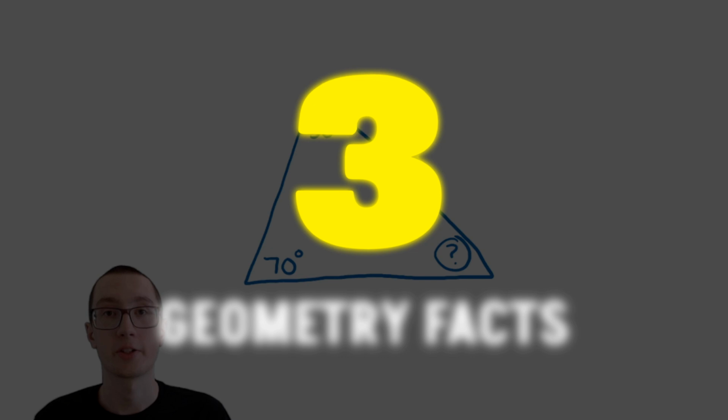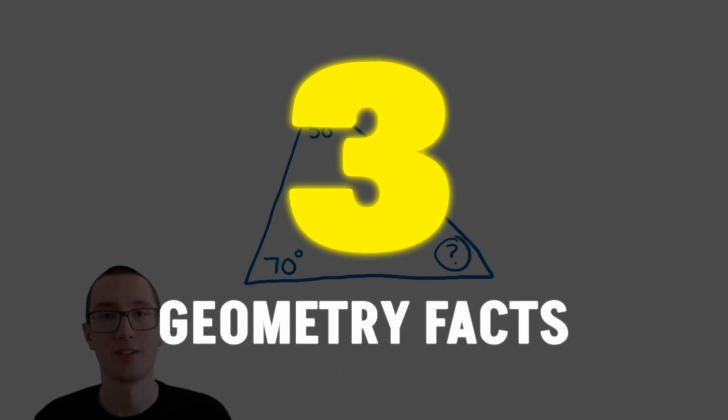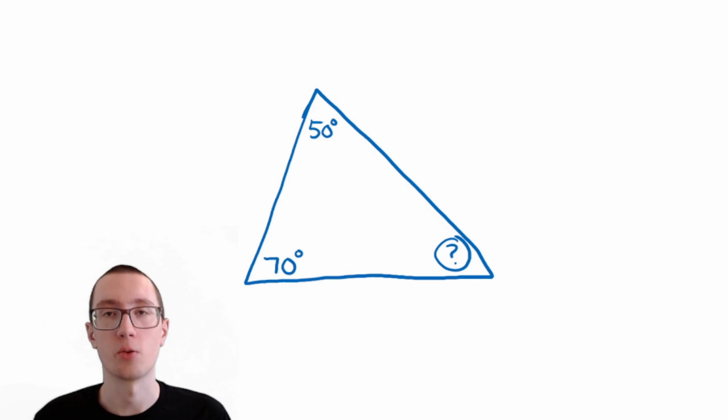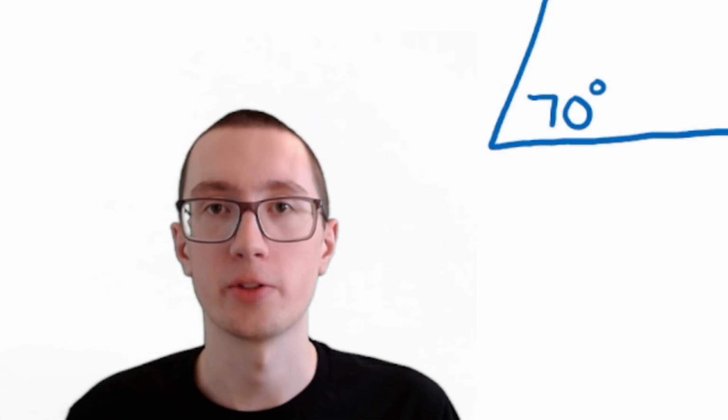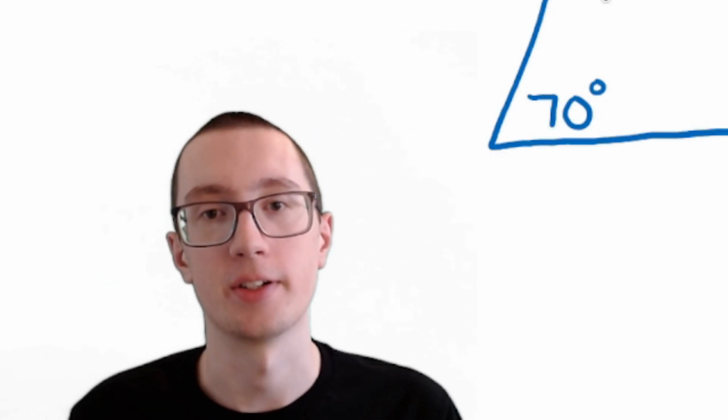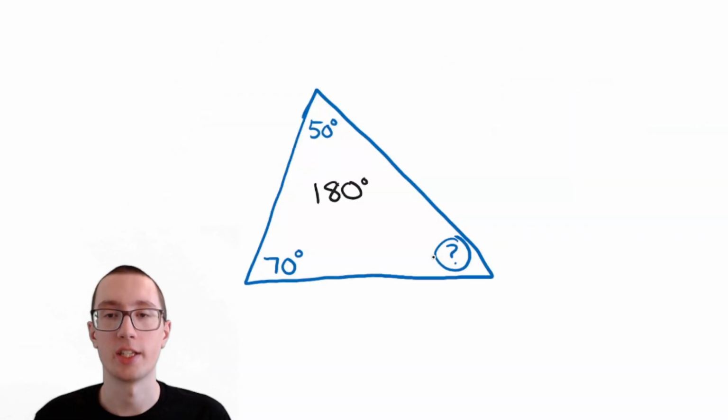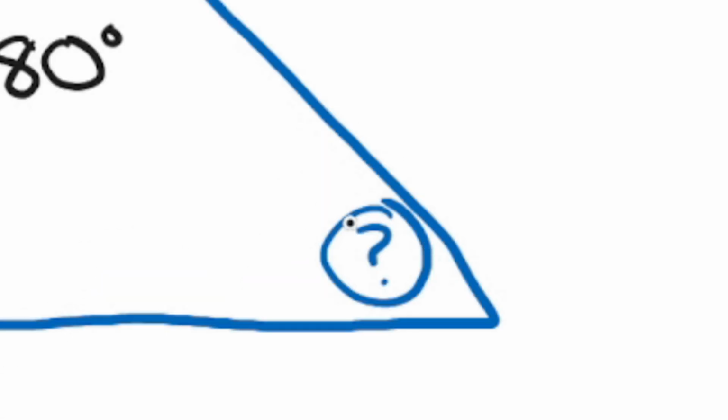All right, the third thing that you're going to need to know for the SAT is just some basic geometry facts. So for example, if I was to show you this triangle, would you be able to tell me how many degrees this angle is right here? Well, there's a geometry rule that triangles always add up to 180 degrees. So if you wanted to find out how much this angle is, all you would need to do is subtract these two angles from 180, and then whatever's left is this angle.